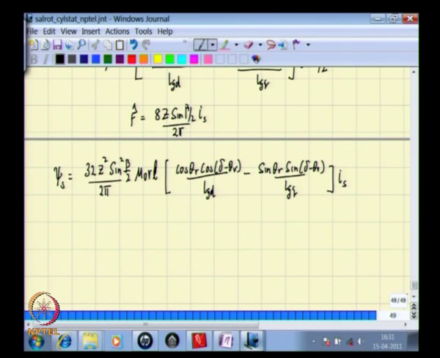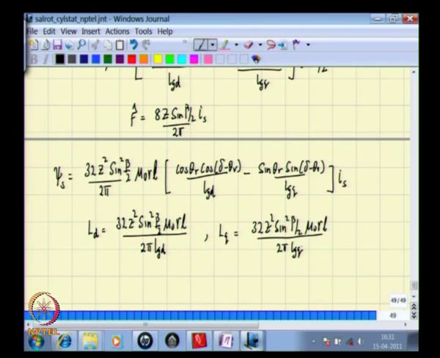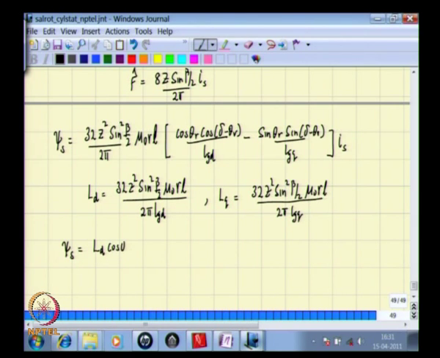Now when we did the derivation for the self inductance of a particular phase winding, we defined 2 inductance terms, one was LD, which was equal to 32 times Z square sin square beta by 2 into mu naught R L divided by 2 pi into LGD, and we defined a term LQ, which was equal to 32 times Z square sin square beta by 2 into mu naught R L divided by 2 pi into LGQ. So if we look at these definitions and our expression, what we can see is that psi s can be written as LD multiplied by cos theta r cos of delta minus theta r minus LQ sin theta r sin of delta minus theta r, this whole thing multiplied by IS.